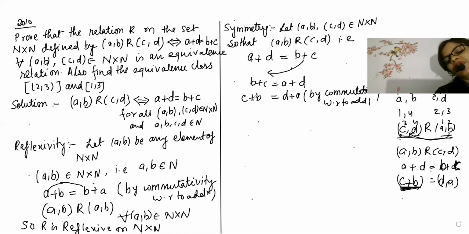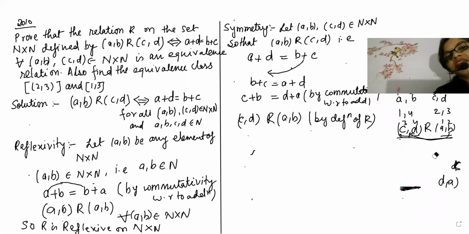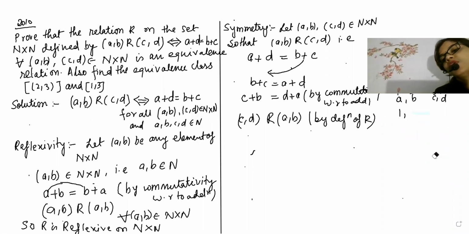CD will come, AB will go there. So now that means what? By this you can say C plus B is equal to D plus A. So by definition we can say CD is now related to AB. By definition of relation, CD can now be related to AB. This is a very technical and important question which you must remember.